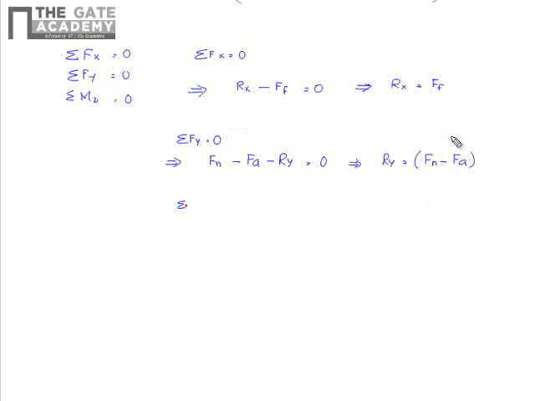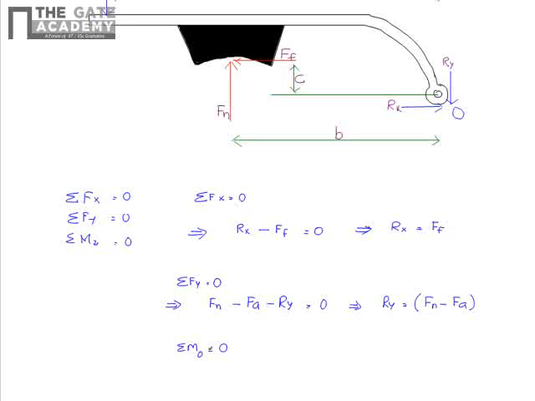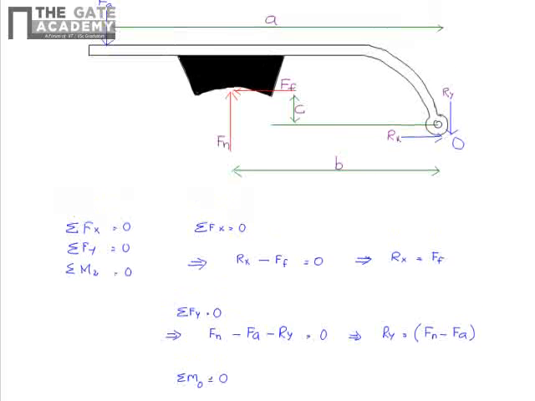Now sigma M about any point will be 0, so we will take the moment about the point O. So what does that give? That gives the moment about this point due to the force Fa, which will be in the anti-clockwise direction. Usually moments in the anti-clockwise direction are taken as positive and clockwise direction as negative.